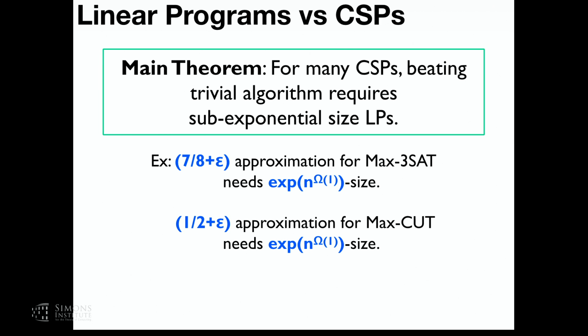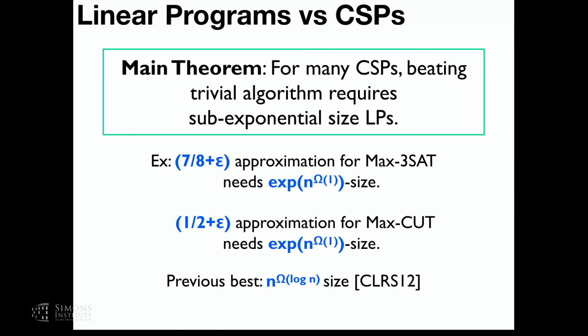And the same holds for max cut. There's a trivial algorithm for max cut, which is take a random cut that cuts half the edges. If you want to do 0.51, then you need a sub-exponential size LP. And the previous best result in this line was due to Chan, Lee, Raghavendra, and Steurer, who showed that to beat the trivial algorithm, you needed quasi-polynomial size LPs. And what we do here is to get it all the way up to sub-exponential.